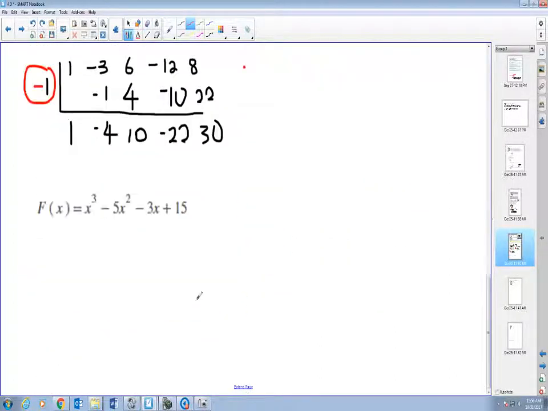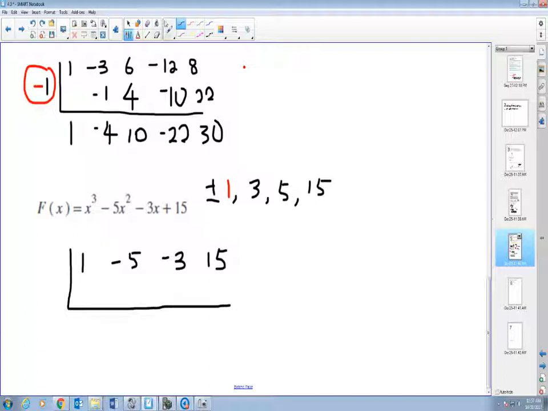Well, let's try again. Okay, 15. This is 1, so that's 1 times 15, or 3 times 5. So I can potentially go all the way up to 15. Alright, let's do the same thing again. 1, negative 5, negative 3, 15. Remember, I'm doing this problem pretending I don't have a graphing calculator. The ultimate way to find zeros, we will use a calculator to help us out.